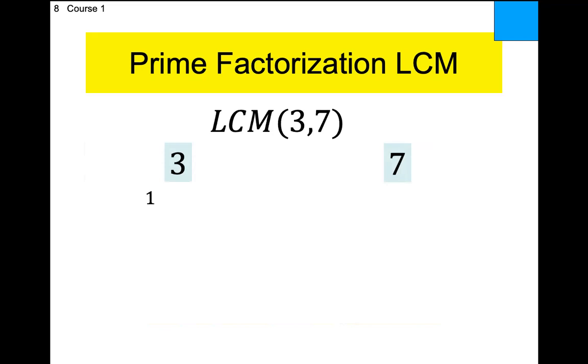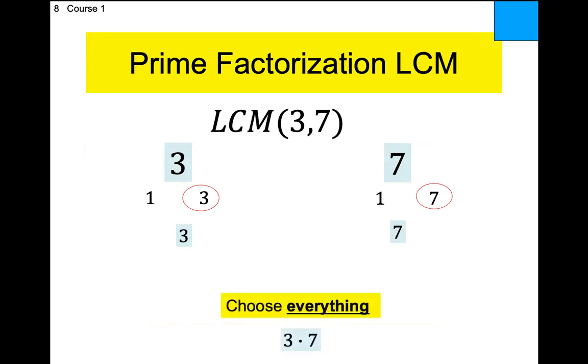I guess I could write 3 as 1 times 3, but 1 isn't prime, but 3 is prime. I guess I could write 7 as 1 times 7 if I wanted to. I wouldn't do that, by the way. 7 is prime. So my prime factorization is 3 and 7. I want it all. So I'm going to pick them all. I'm going to pick 3 and 7. I'm choosing everything.